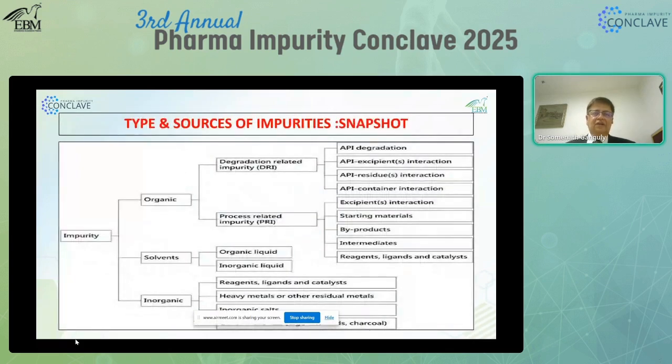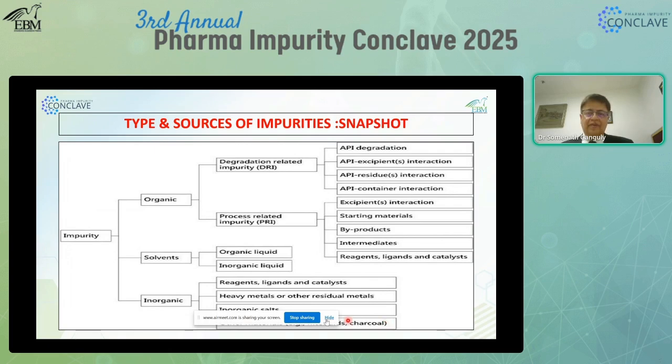Now, this is one snapshot of types and sources of impurities. This is not prepared by me; I got it from a recent LinkedIn post by a close friend. But it is very nice in one shot. Impurities, as we all know, are organic, solvent, and inorganic. Organic impurity could be degradation impurity and process-related impurity. Solvents could be mainly organic, but inorganic liquids are also there.